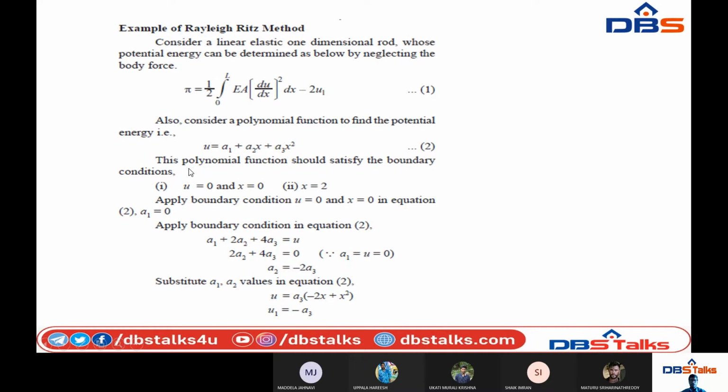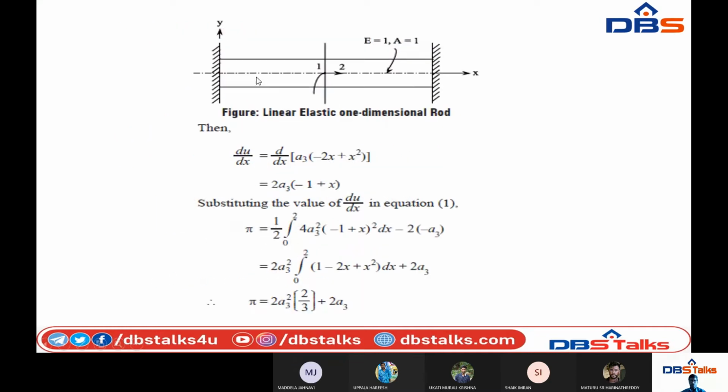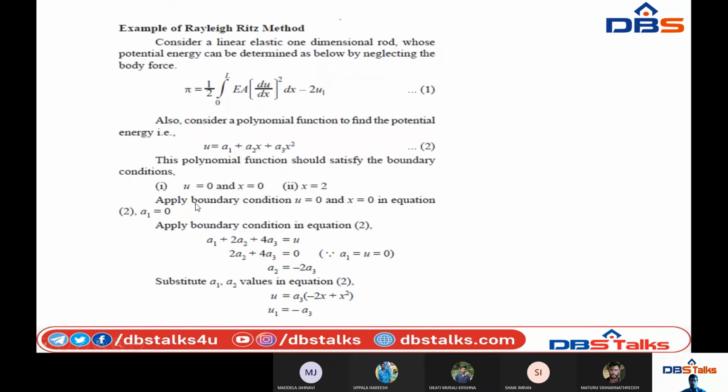In further steps, I'm taking boundary conditions. Here, I'm taking u equal to 0 at x equal to 0, and the other condition at x equal to 2. Why? Because the rod is divided into two elements, and Young's modulus and area of this one-dimensional rod are equal to 1. Therefore, at x equal to 2, I apply the boundary condition u equal to 0 at x equal to 0 in equation 2.